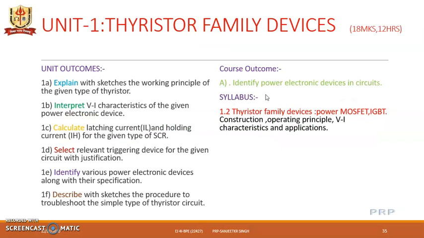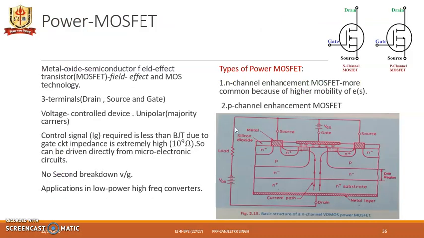In this presentation, we are taking up two more components of the thyristor family of devices, that is power MOSFET and IGBT, and we will be studying them with respect to construction, operating principle, VI characteristics and applications. Course outcome is to identify power electronic devices in the circuits. So here is the first device, a power MOSFET.